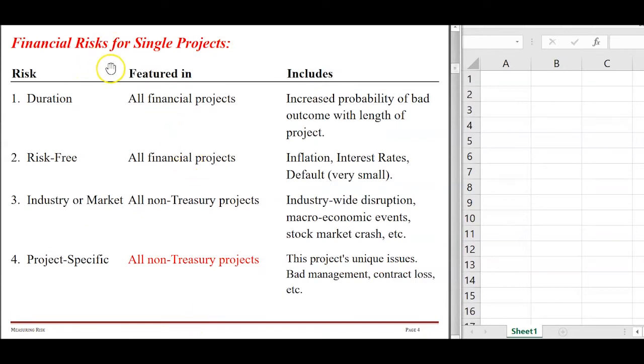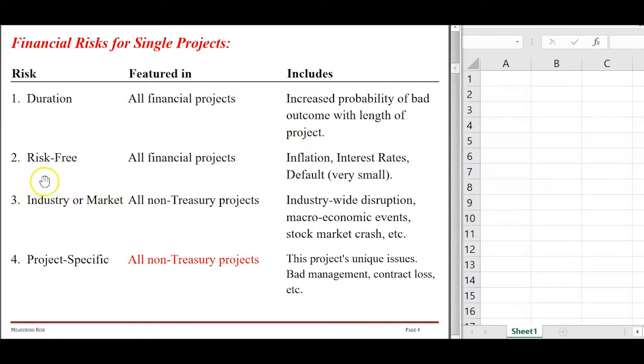So the financial risks for single projects are at a high level all listed right here. So let's go through them quickly. First we have duration. That's going to be featured in all financial projects, including treasury projects, including any old project. And what it's really getting at is the increased probability of a bad outcome with the length of the project. The farther we go into the future, the riskier it becomes because, as Yogi Berra said, the future is hard to predict, especially because it hasn't happened yet.